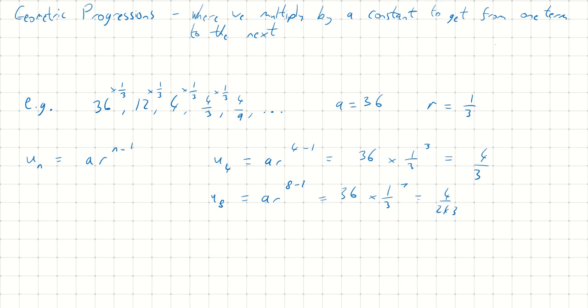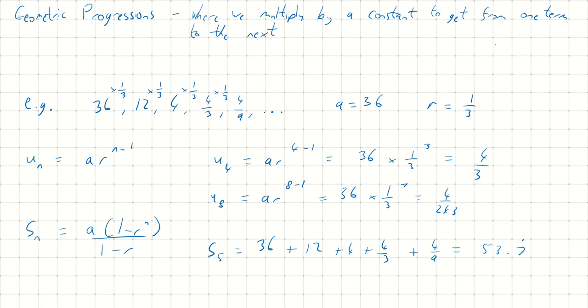There's also something called the sum of the first n terms, which is S_n. And the formula for that is a times 1 minus r to the n, over 1 minus r. And so S_5, for example, tells us the sum of the first 5 terms. So in this case, S_5 equals the first 5 terms, 36 plus 12 plus 4 plus 4/3 plus 4 ninths. Okay, I think that equals 53.7 recurring.